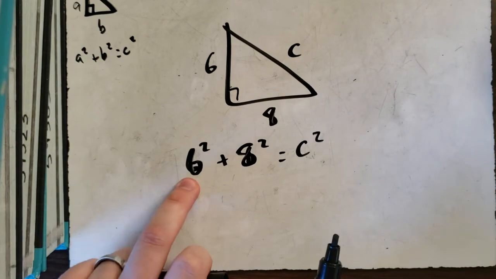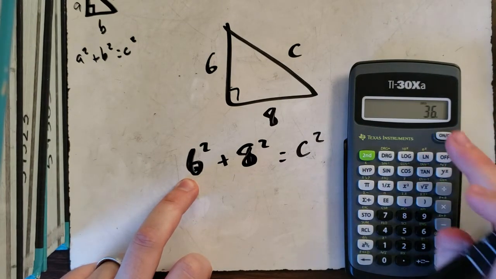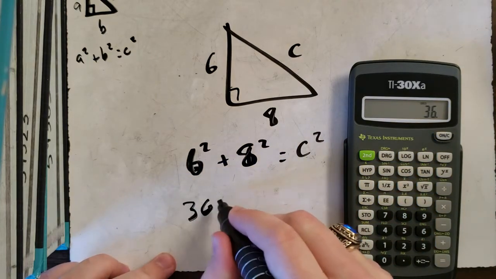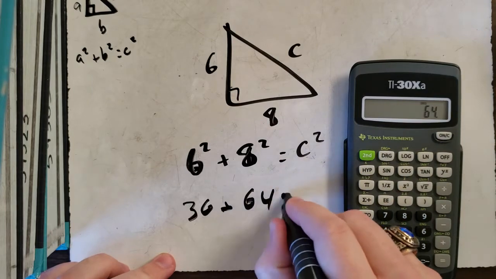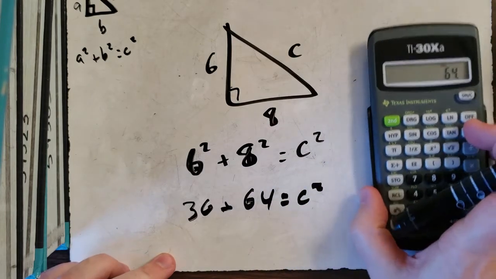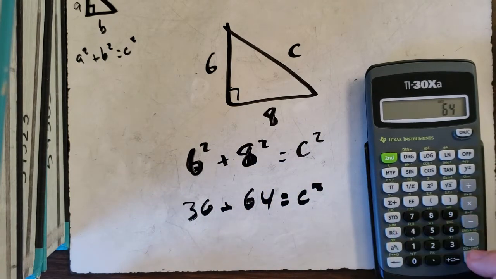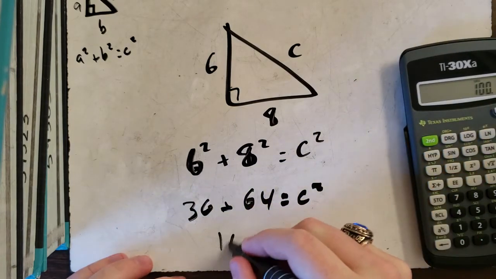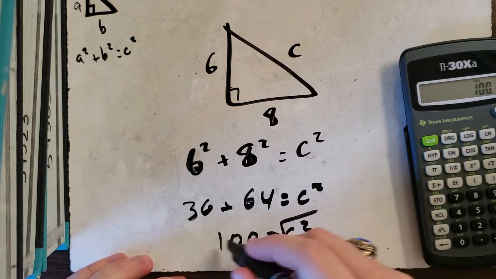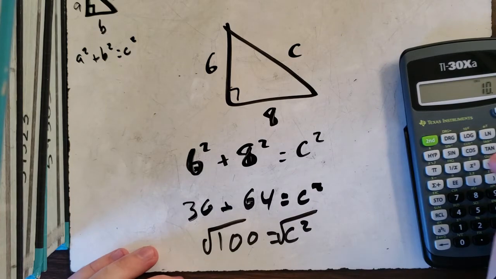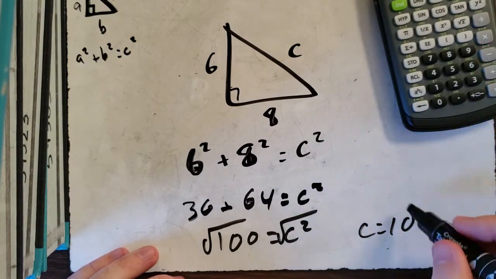So do the math. 6 squared equals 36. 8 squared equals 64. Now we add those together. 36 plus 64 is 100. So we have 100 equals C squared. And our last step, remember, is to square root our number. So the square root of 100 is 10. So C equals 10, okay?